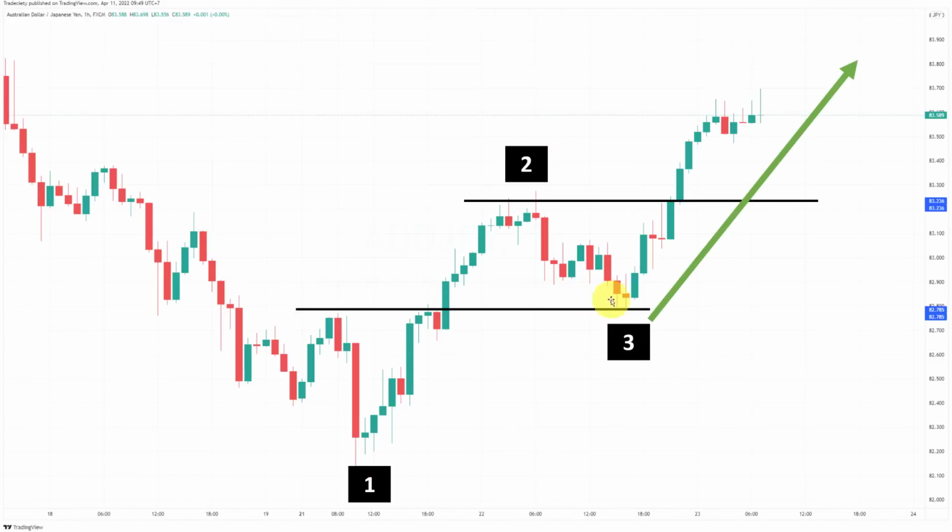1, 2, 3. So the low is the 1 of the trend, then 2 is the end of the next trend wave, which is breaking the previous downtrend. You can see this was our previous lower high here on the way down. This is now a higher high, and this is our wave 3, or point 3 rather, in the 1, 2, 3 pattern. And then you often have reversals.